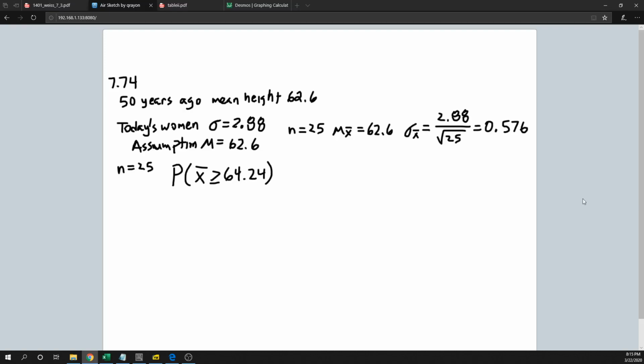All right. So now that we know the sampling distribution of the sample means, we can turn to calculating the probability that a sample of size 25 would have a sample mean greater than 64.24. So let's see, okay. All right, so first off, let's draw a normal curve.